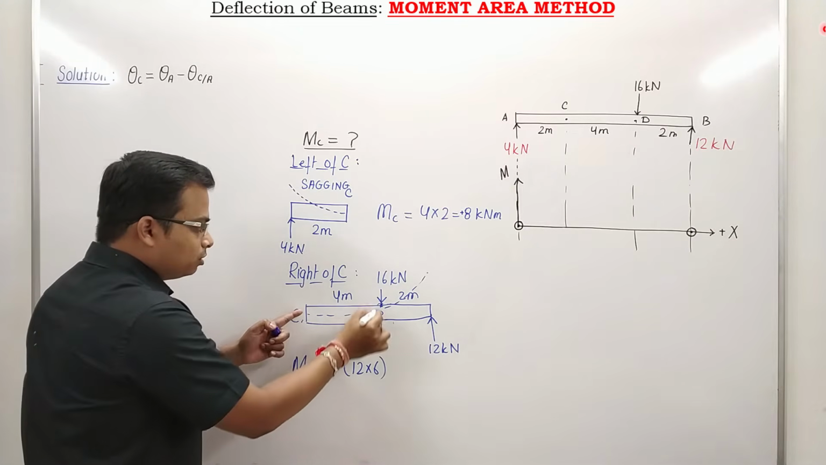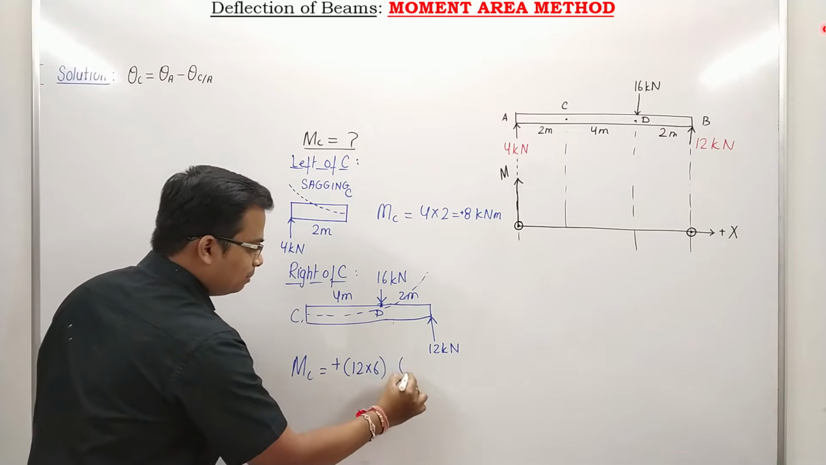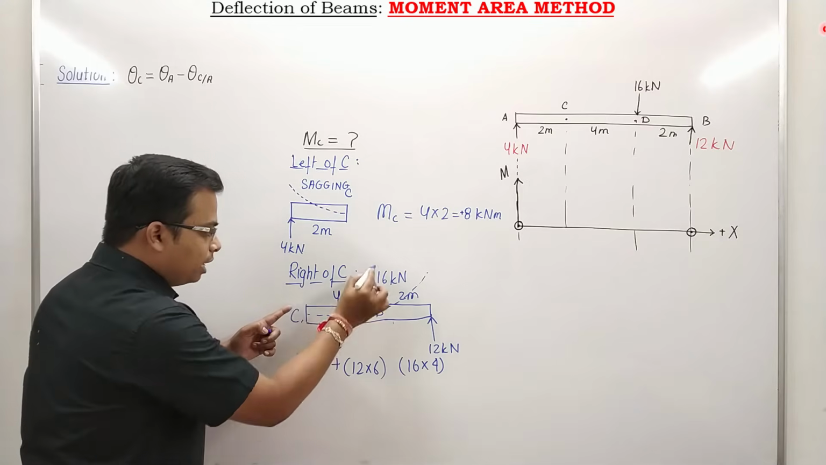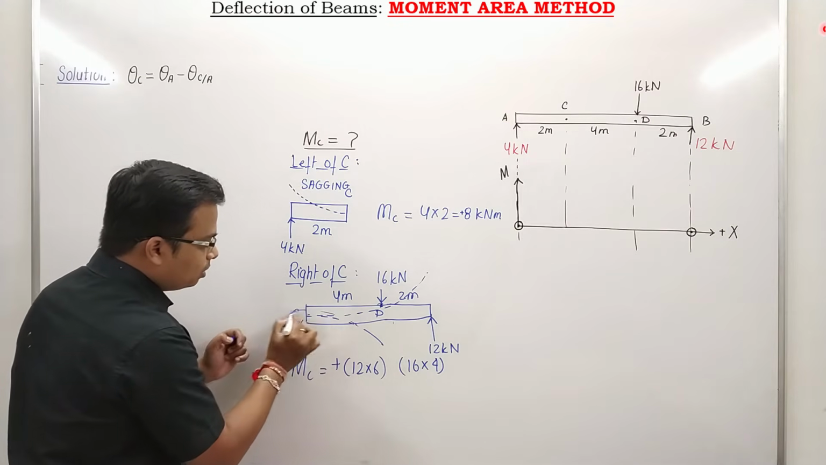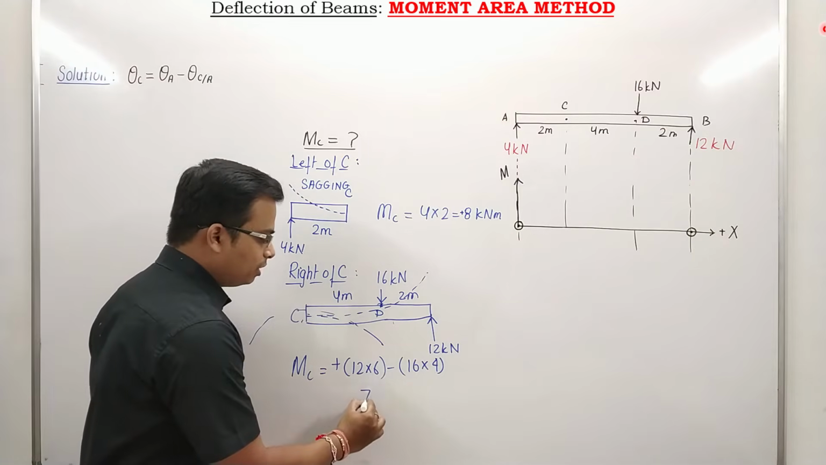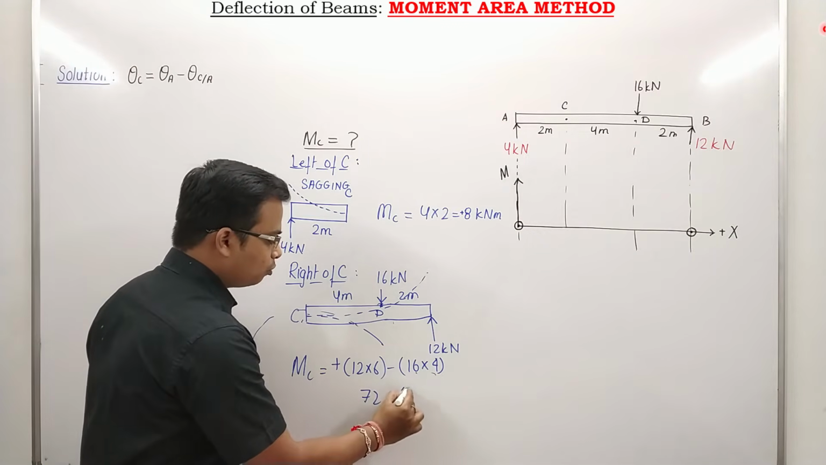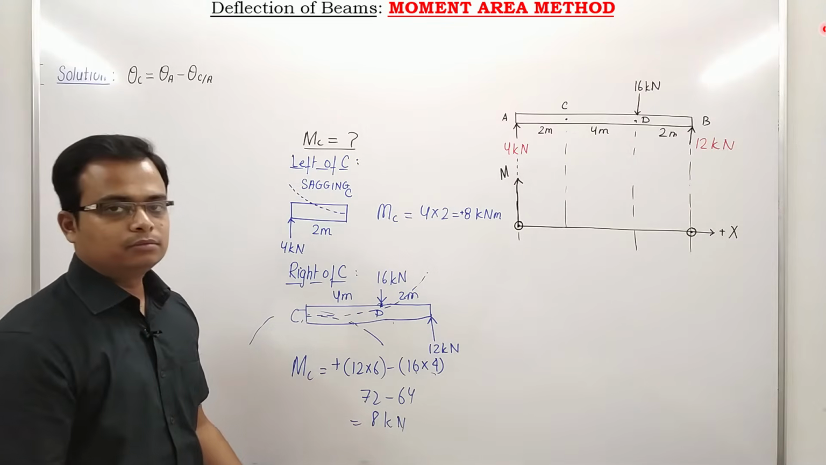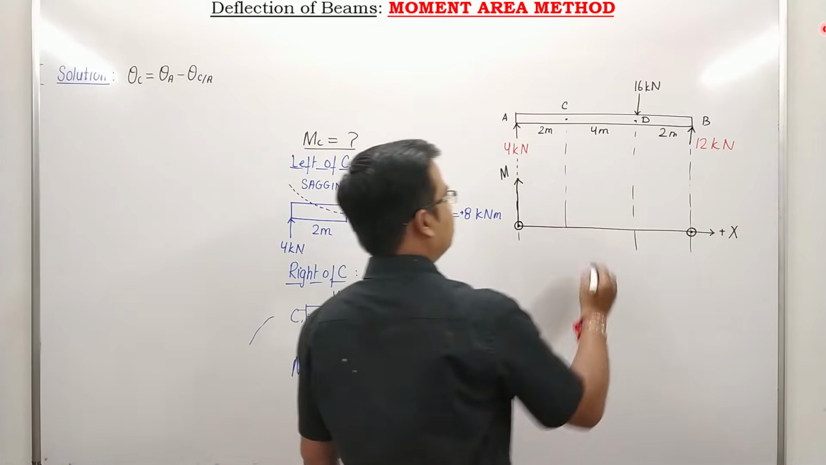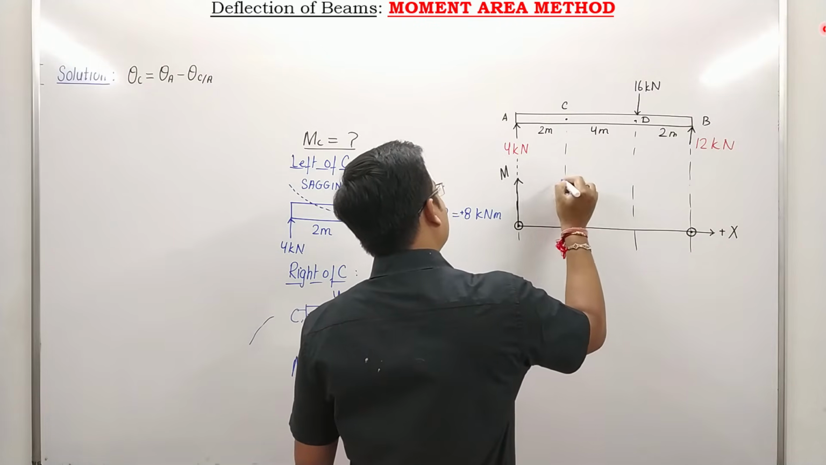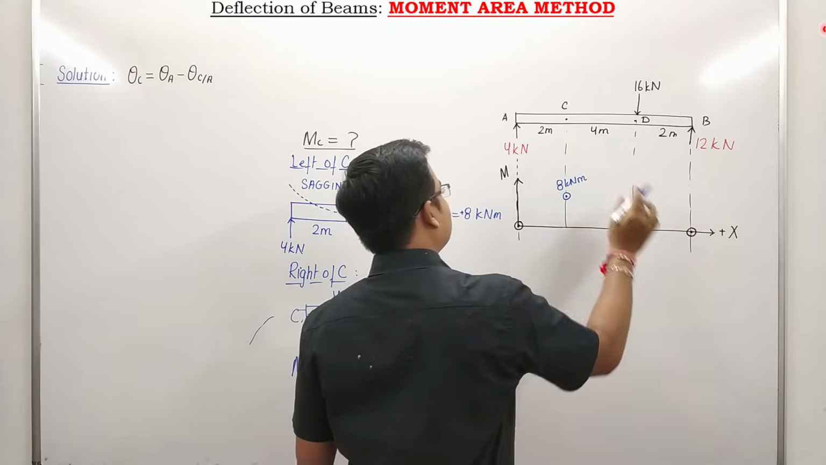What about this? 16 multiplied by 4. Let me write 16 multiplied by 4, and now think about the nature. It will bend the beam in this fashion. This is the hogging case. That's why a negative sign. 12 times 6 is 72 minus 16 times 4 is 64. 72 minus 64, again you get the same value, that is 8 kilonewton meter. Damn simple, isn't it? Here, let me mark it. So we got the value as 8 kNm. Brilliant.